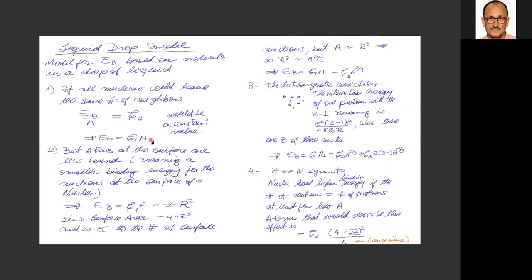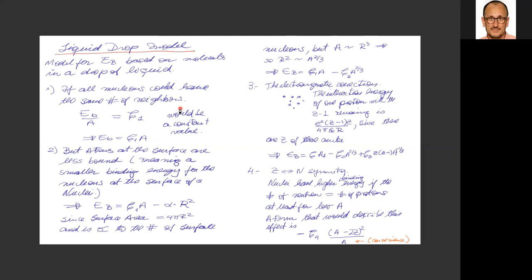The binding energy is proportional to A, if all the nucleons could have the same number of neighbors, but we know that's not true. Why not? Because this is probably true for two or three or four nucleons inside the nucleus, but the ones on the surface of the nucleus don't have the same number of neighbors as the one inside, because this one has no neighbor that way.